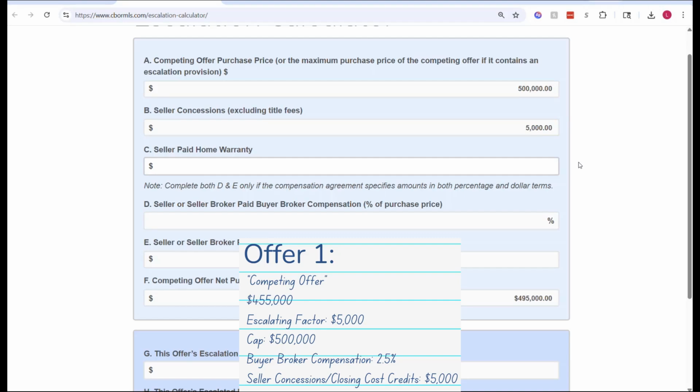Next, enter the dollar amount of any seller paid home warranty being offered from the competing offer in box C. In this example, that would be 0. Moving on to boxes D and E.